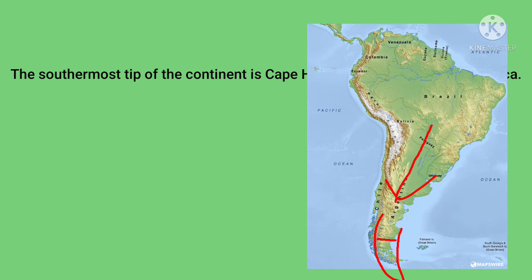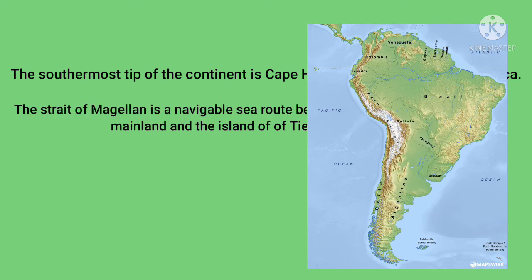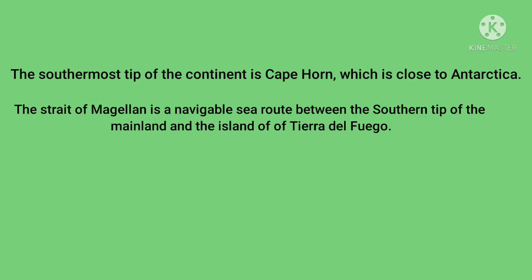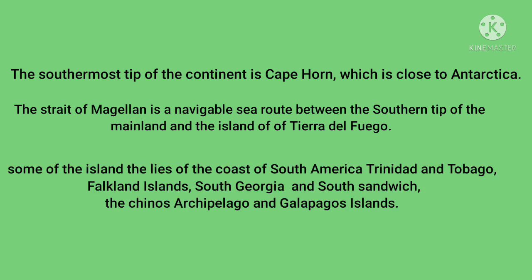The southernmost tip of this continent is called Cape Horn, which is very close to Antarctica. The Strait of Magellan is a navigable channel route between the southern tip of the mainland and the island of Tierra del Fuego. What is a strait? A strait is a narrow channel of water between two landmasses. So the Strait of Magellan connects the southern tip of the mainland and Tierra del Fuego, which is an island there.